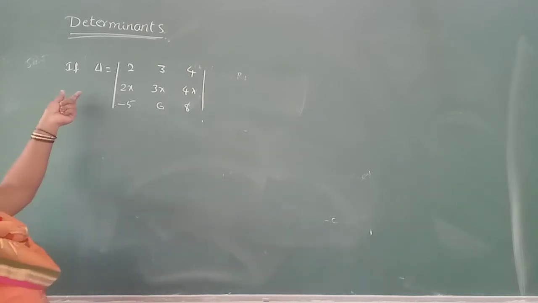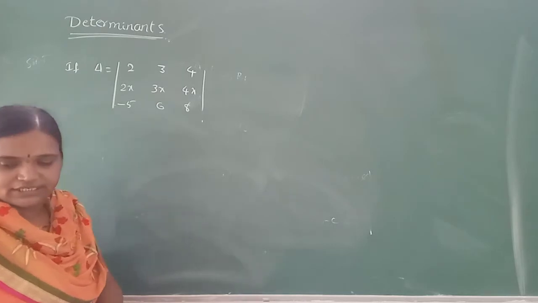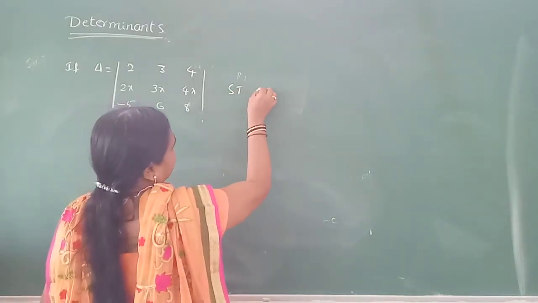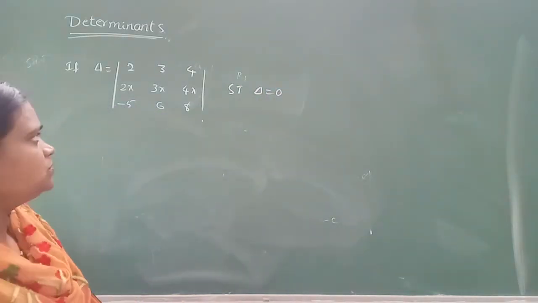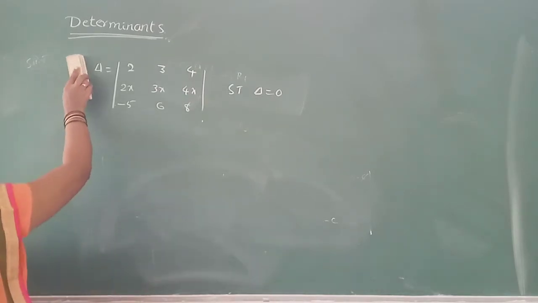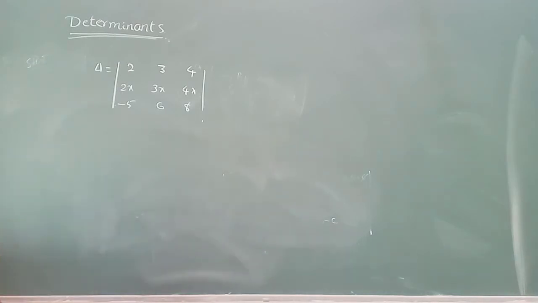Example: if delta is the determinant with rows 2, 3, 4; 2x, 3x, 4x; and minus 5, 6, 8, then show that delta is 0. This is the given example and solution, and we want to prove this is equal to 0.